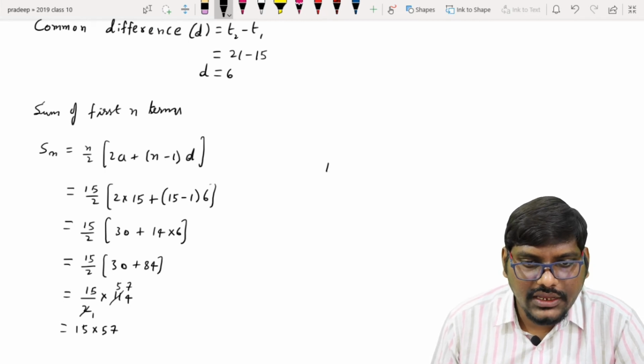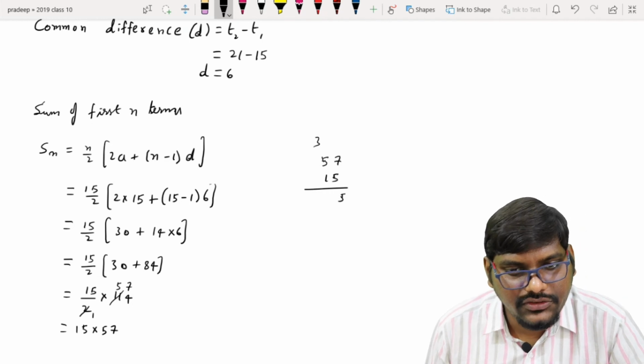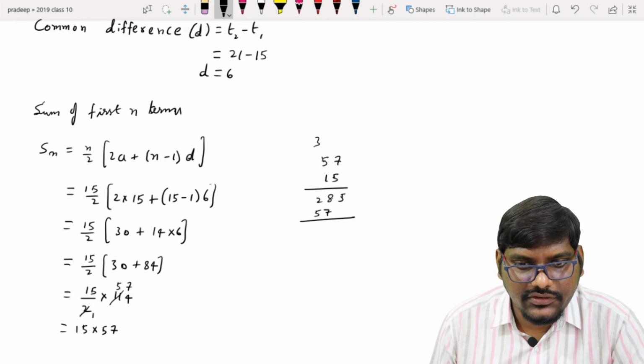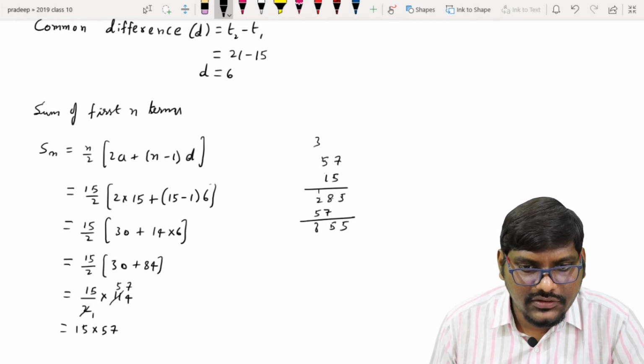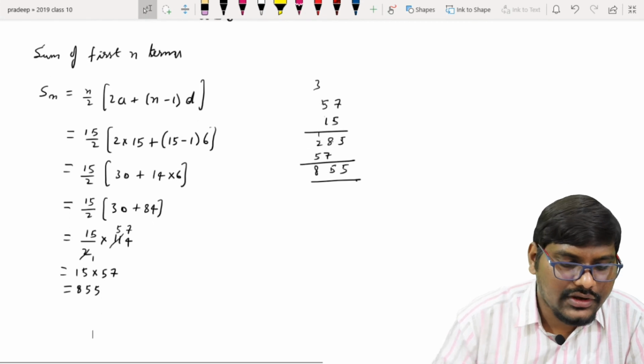When we multiply 15 into 57, we'll get the answer. 7 fives are 35, 5 fives are 25 plus 3 is 28, 7 ones are 7, 5 ones are 5. This is 5, this is 15, this is 8. So we get the answer: 855 is the sum. So we'll write the conclusion.